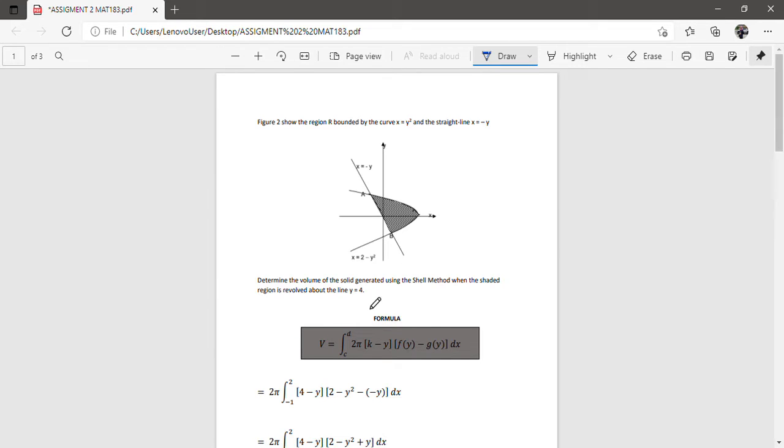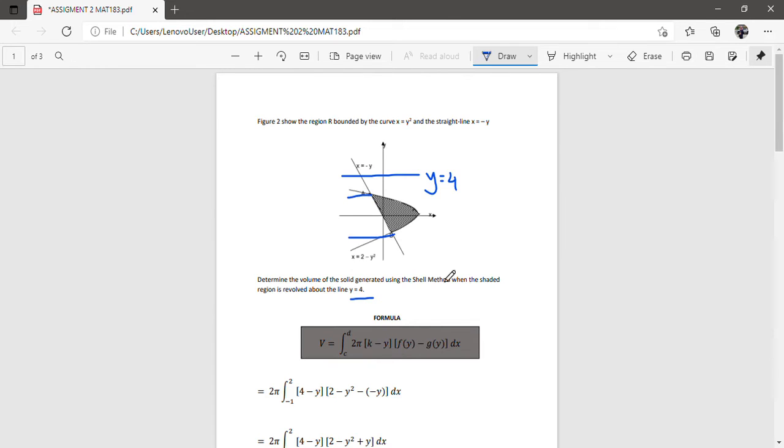Okay, so the question has stated that the shaded region is revolved about y equal to 4, so it will be here. It will be on top. Axis of revolution will be on top. So the formula for axis of revolution is we integrate c to d. C is here and d is here. 2 pi k minus y.